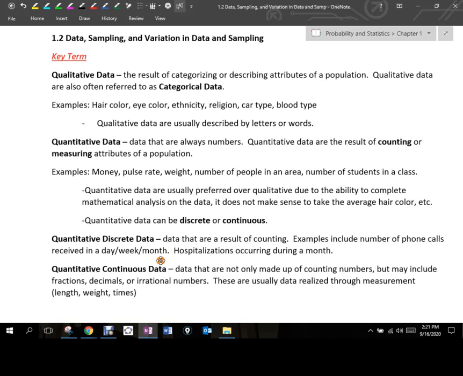Okay. So quantitative has subgroups. There is a subgroup called discrete, and there's a subgroup called continuous. Discrete would be something like if I asked you your age in years. You're 16, you're 17, you're 18, something like that, right? That's something that is a whole number, a natural number.